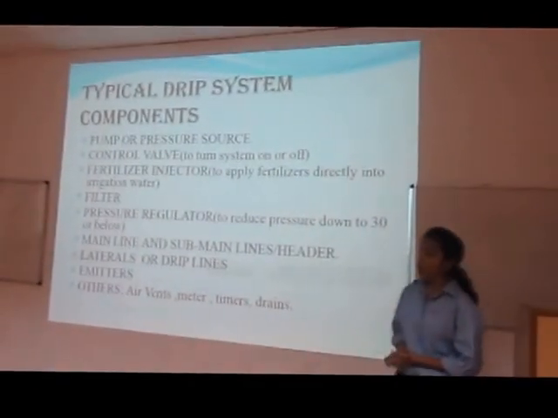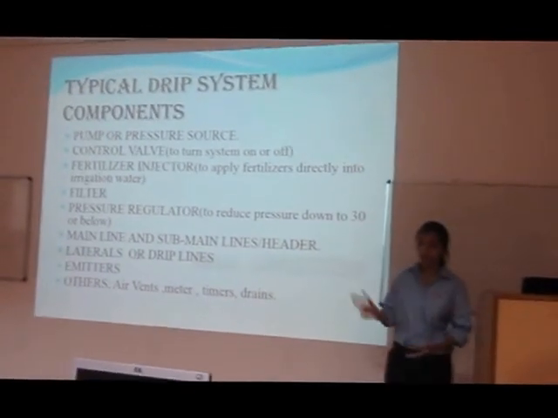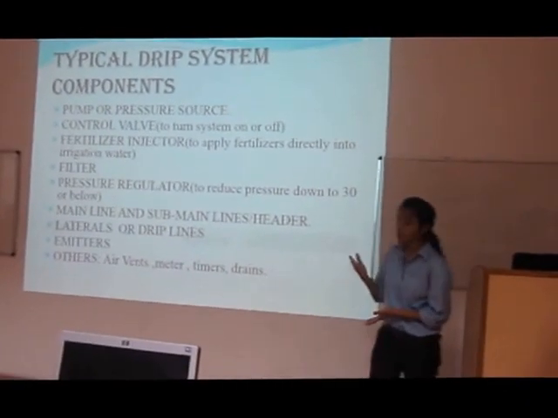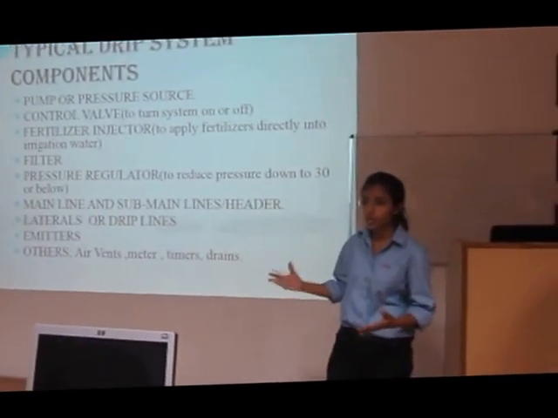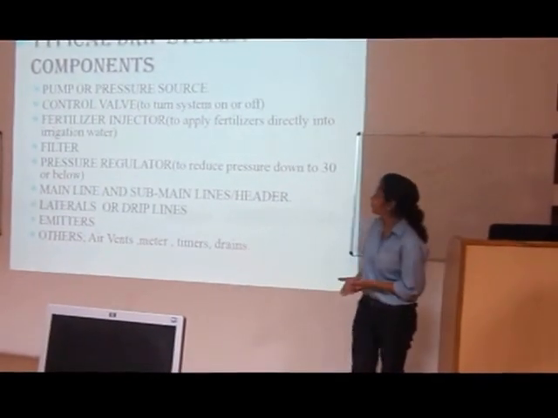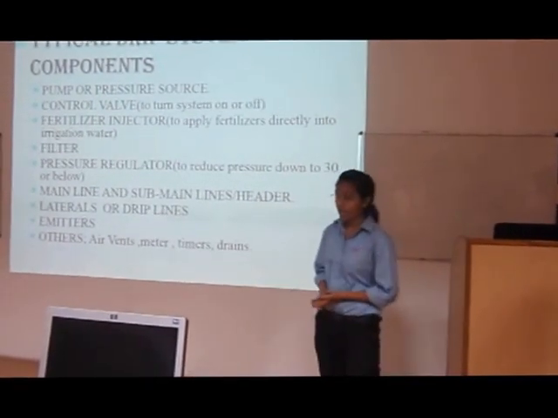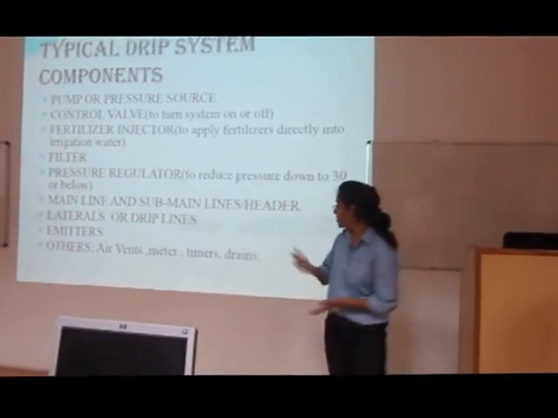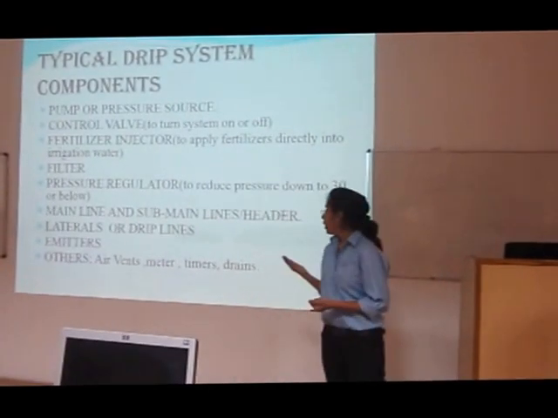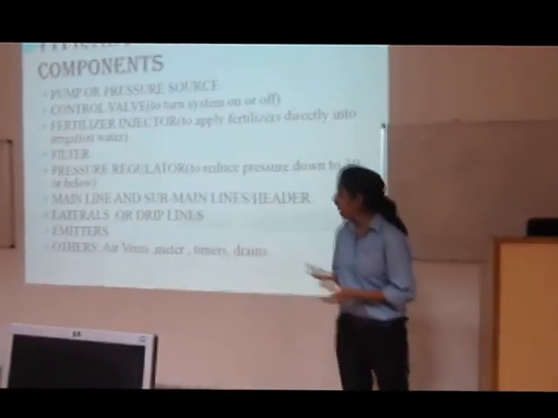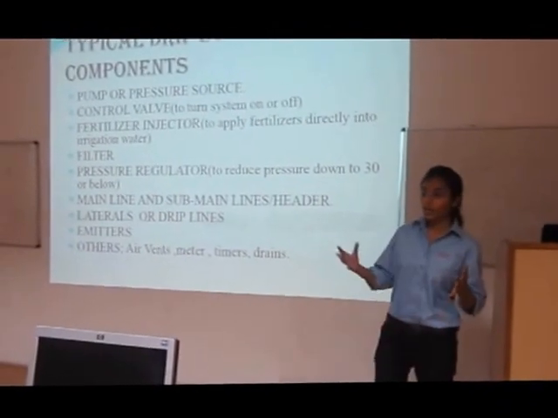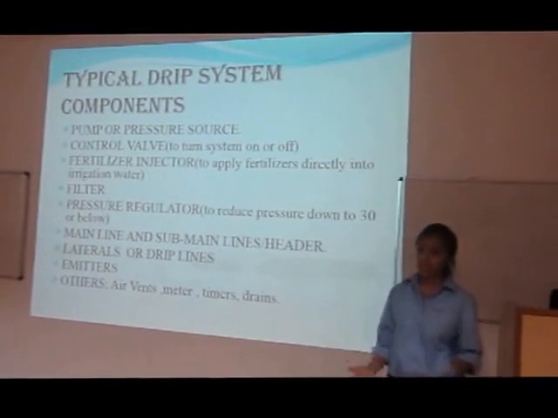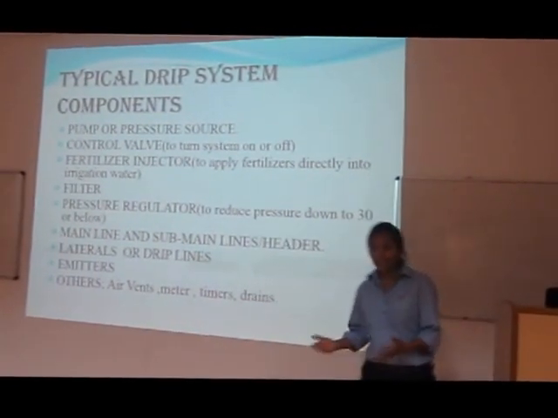And then come the typical components of the drip irrigation system. It consists of the pipes, the wells, control valves which are used to turn the system on and off, a fertilizer injector to apply fertilizers, and then the filter, the pressure regulator, the different kinds of vents, the meters, timers, laterals, drip liners, and the emitters. These components are basically used in drip irrigation management for the process to be carried out from the beginning to the end. It is necessary.